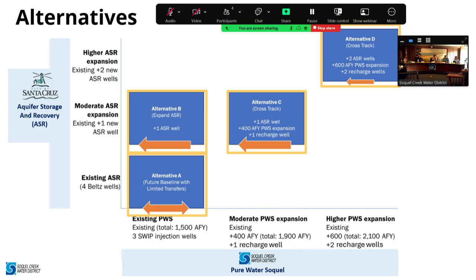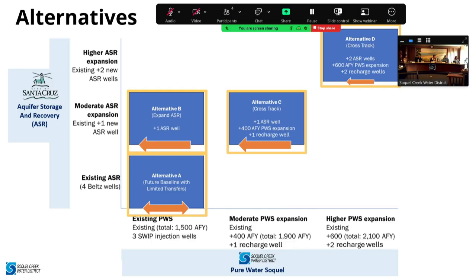And then alternative D is the largest expansion, which increases Pure Water Soquel with two new SWIP wells and two new ASR wells. And there would be an increased transfer capacity. This option's similar to alternative C, but the increased recharge capacity decreases the need for as large a total volume of transfers between the agencies.